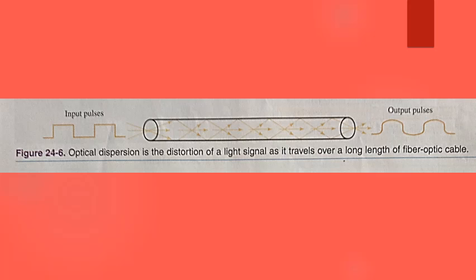Extrinsic loss. Extrinsic losses are caused by physical factors outside of the normal core, such as bends in the optical waveguide, splices, and connectors. Fiber optic cables have a minimum radius of bend. If this radius is exceeded, attenuation of the signal will result.